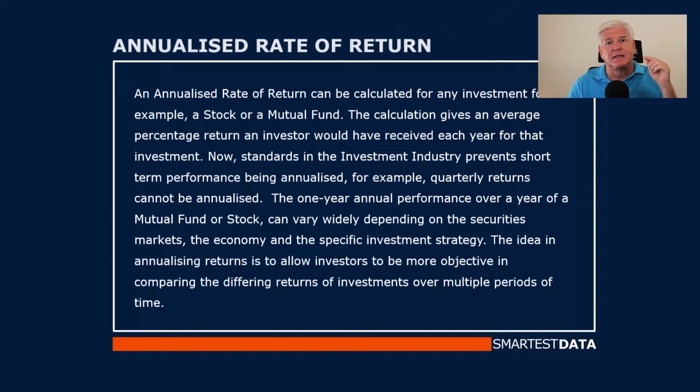Now, standards in the investment industry prevent short-term performance being annualised. For example, quarterly returns cannot be annualised. The one-year annual performance of a mutual fund or a stock can vary widely depending on the securities markets, the economy, and the specific investment strategy. The idea in annualising returns is to allow investors to be more objective in comparing the differing returns of investments over multiple periods of time.